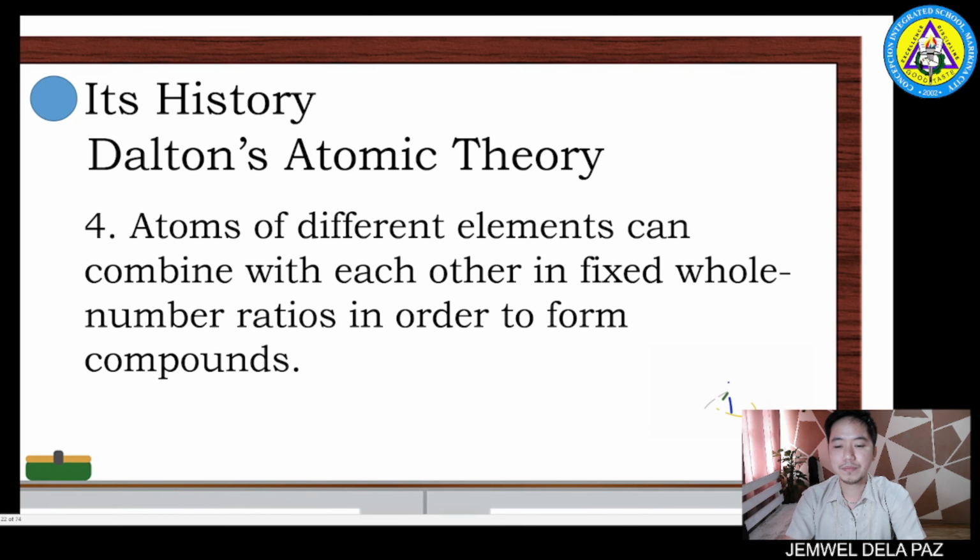a sodium atom can be combined with a chlorine atom. Once a chemical reaction is observed between these two different elements, they form a new product called sodium chloride. These elements, they are different, but we can combine them with each other in fixed whole number ratios. And sodium chloride is an example of a compound.